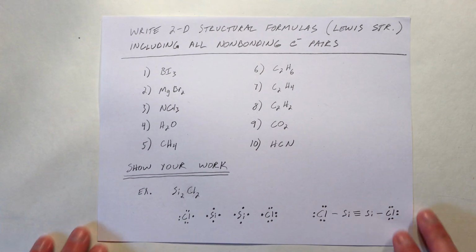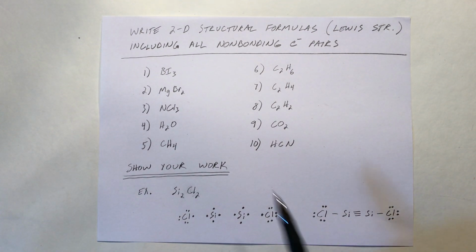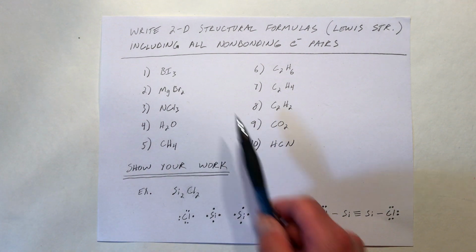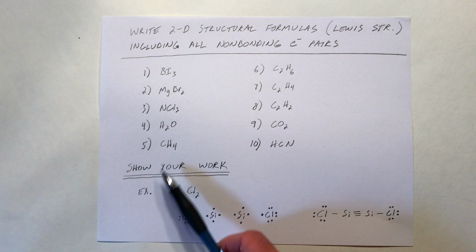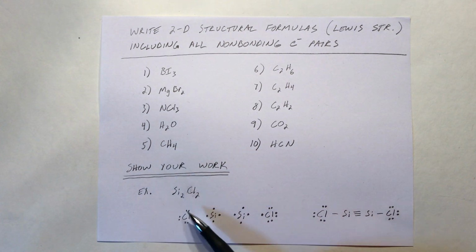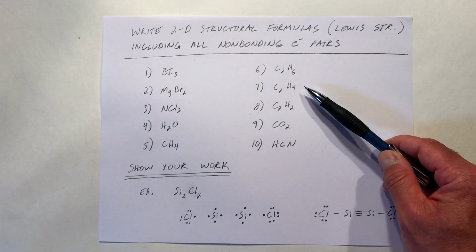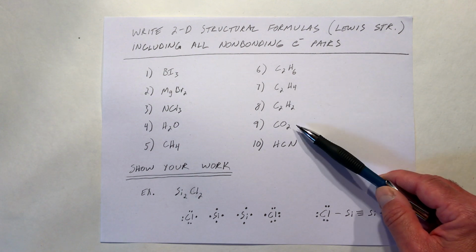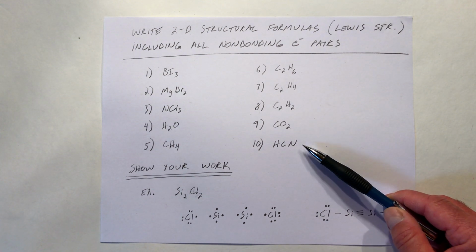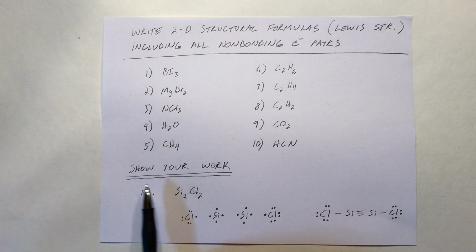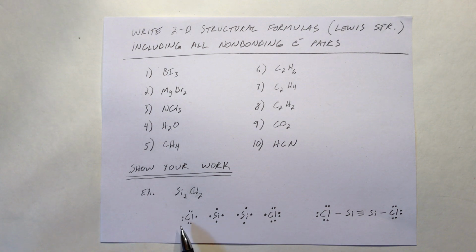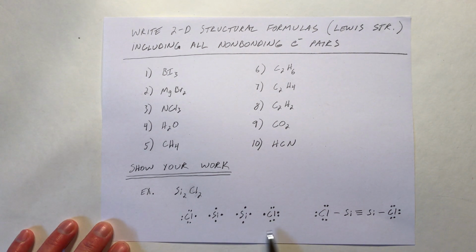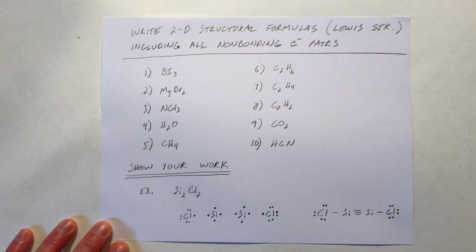And if you understand what we did in this video, you should be able to do that for these 10 molecules: BI3, MgBr2, NCl3, H2O, CH4, C2H6, C2H4, C2H2, CO2, and HCN. And this is what you should do to show your work. Take each one of those chemical formulas and draw out the electron dot models for the atoms that are represented in the chemical formula.